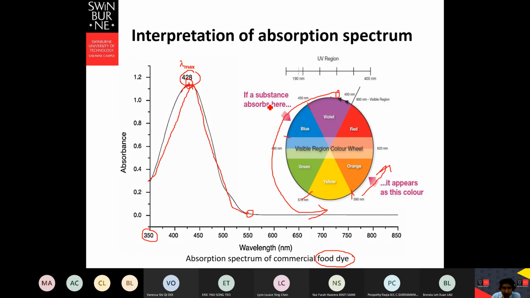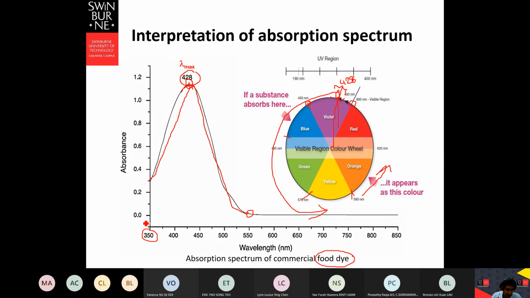428 something will be here, because 400 is here and 450 is here, so 428 should be in between. Something like that, right? So if it is 428 here, our eyes will see the color exactly opposite according to the color wheel. Exact opposite according to the color wheel.